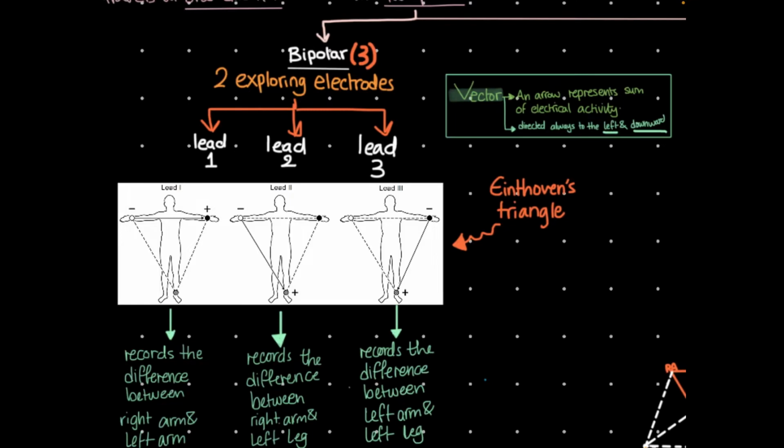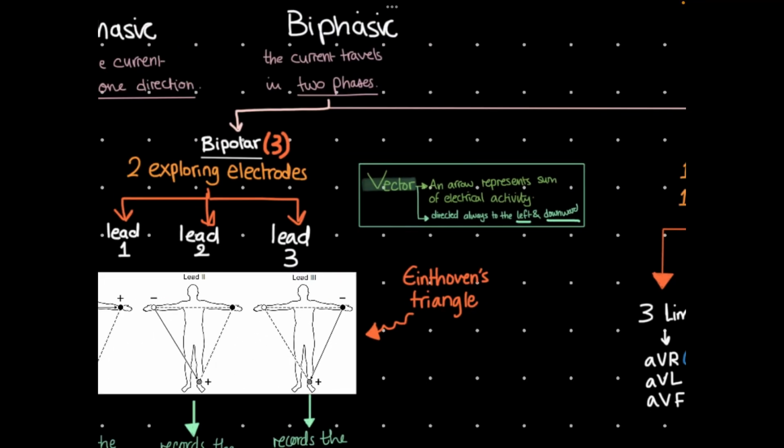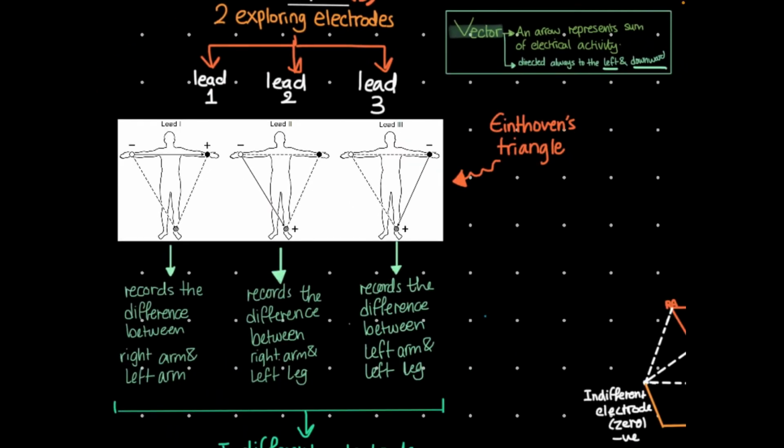Before we start, we should be familiar with a concept called vector. A vector is an arrow that represents the sum of electrical activity, and the electrical activity is always directed to the left and downward, always to the left and downward. So any electrical activity that goes to the left side is going to take the positive pole, and if it goes downward, the downward is going to take the positive pole, as we are going to see here in the bipolar.